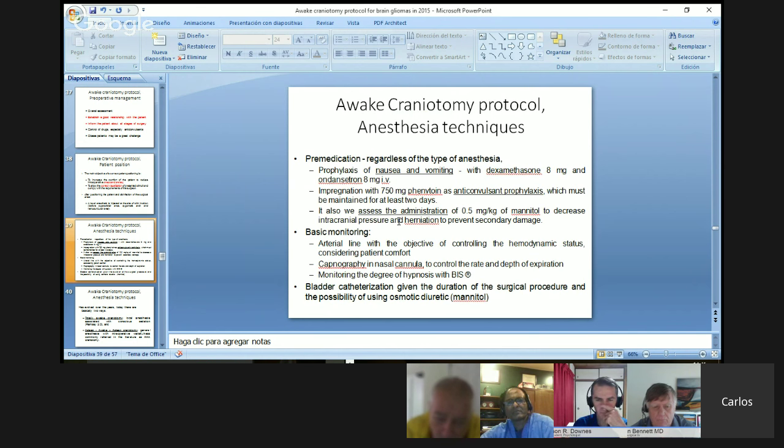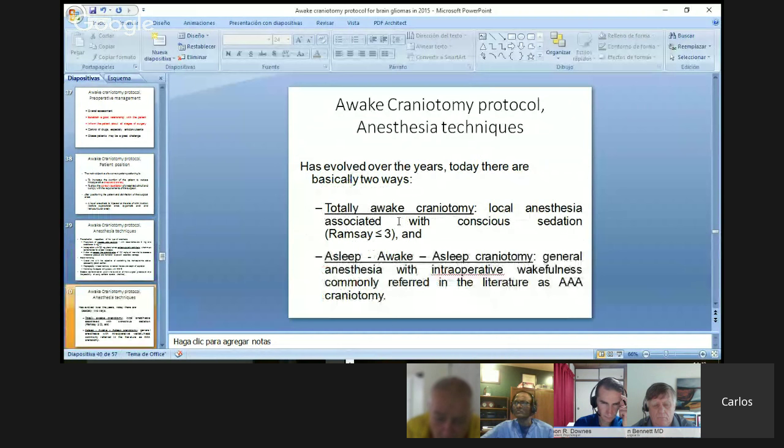So, we will have the anesthetic techniques and a premedication, regardless of the type of anesthesia. We'll have basic monitoring, and we need to do a bladder catheterization given the duration of the surgical procedure and the possibility of using osmotic diuretics during the surgery. We can do a total awake craniotomy, with local anesthesia associated with conscious sedation, or we can do an asleep-awake-asleep craniotomy, general anesthesia with intraoperative wakefulness, as commonly referred to in the literature.